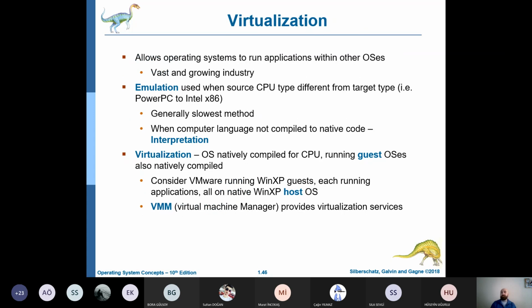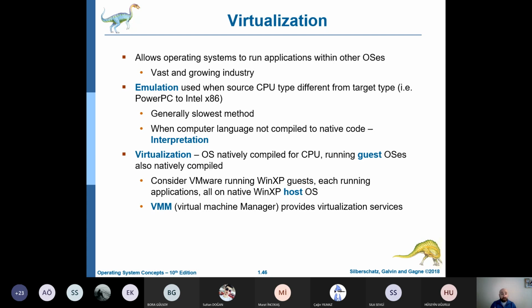And the virtualization. Virtualization is a technology, as you know, that allows us to abstract the hardware of a single computer into several different execution environments. So it creates the illusion that each separate environment is running on its own private computer. Actually, they're running on the same hardware, but it creates an illusion that each separate environment, each separate operating system, is running on its own private computer.